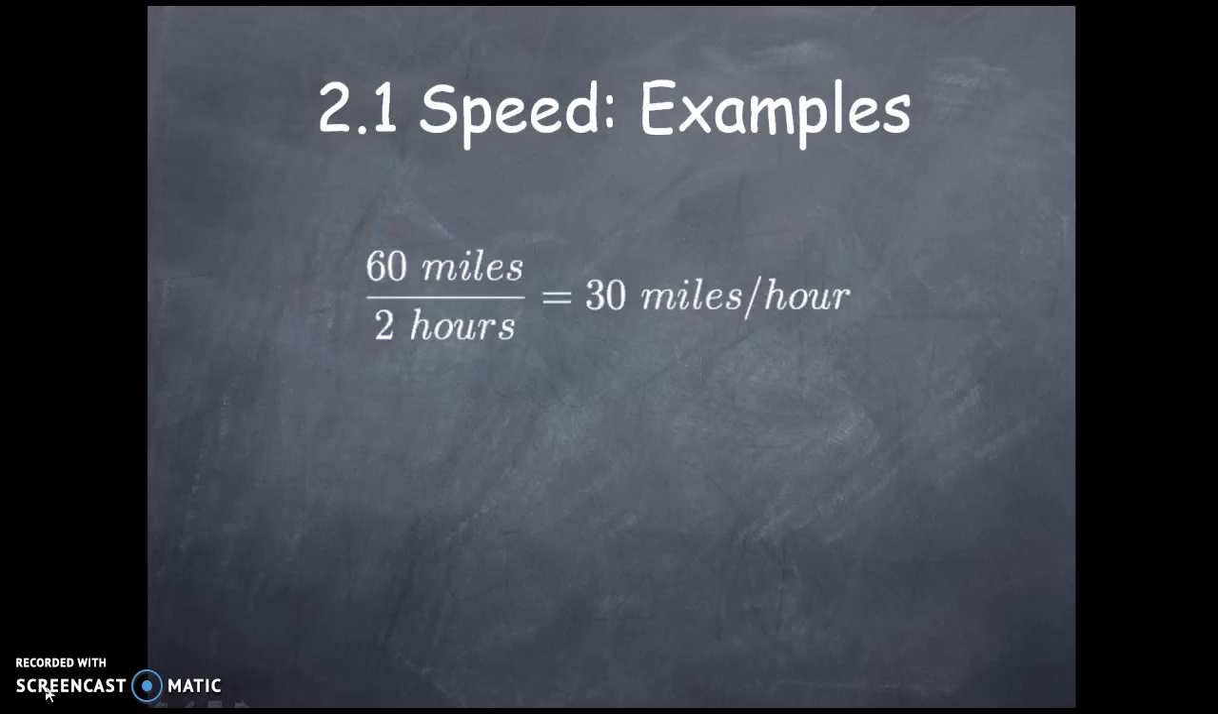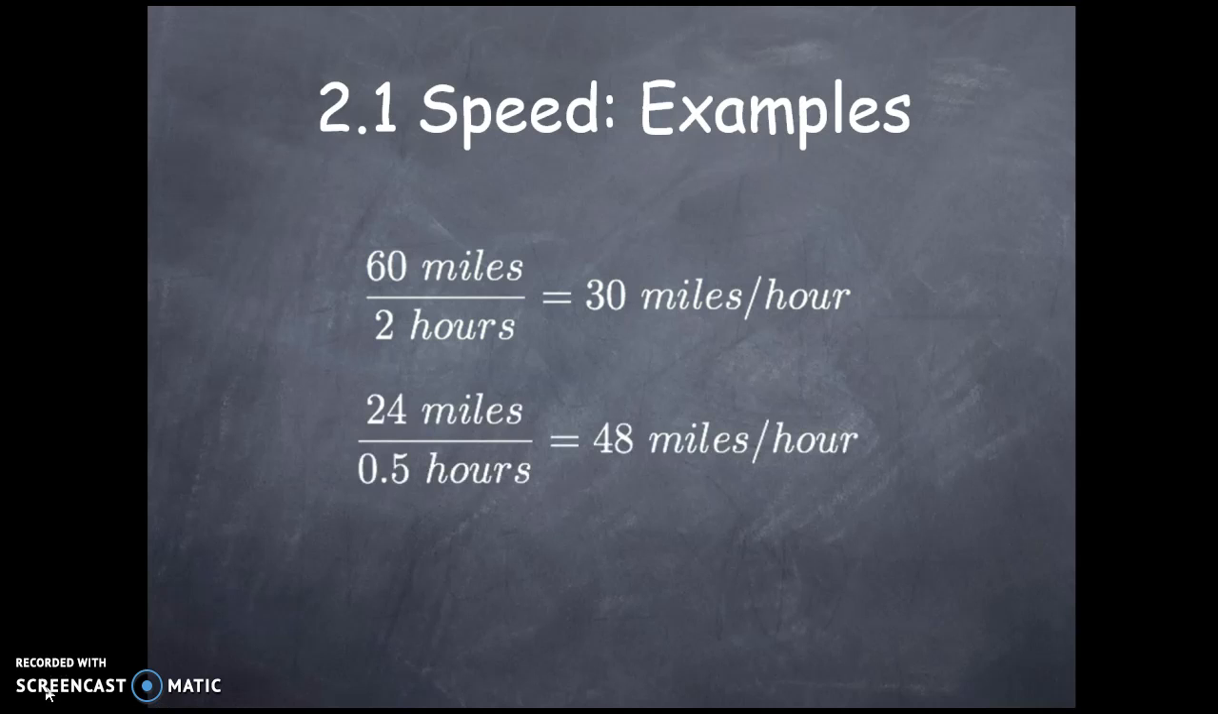For example, if you are covering 60 miles in 2 hours, then your speed would be 30 miles an hour. At the same time, if you are covering 24 miles in half an hour, your speed would be 48 miles an hour.